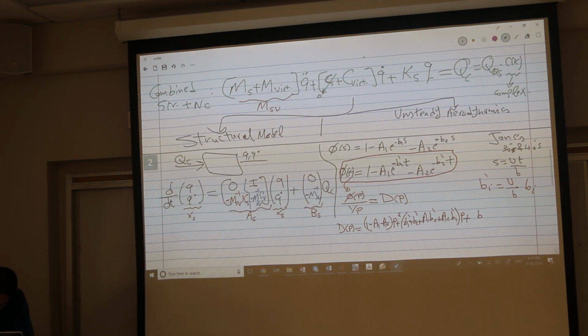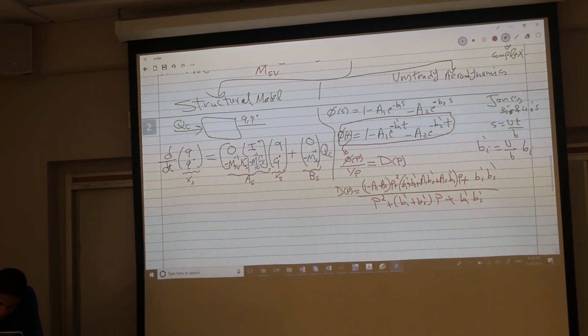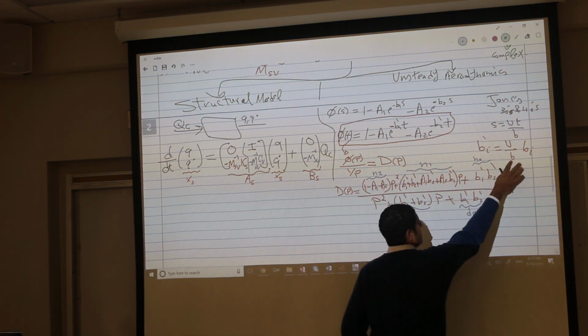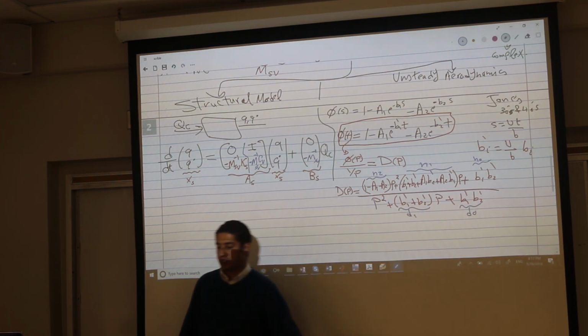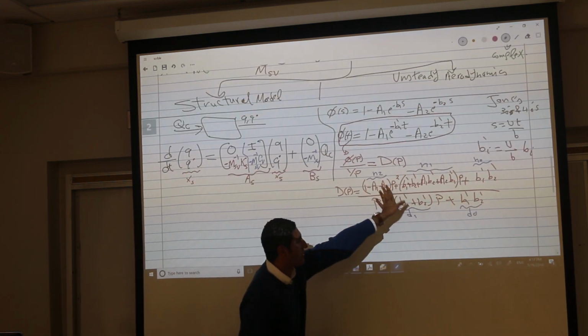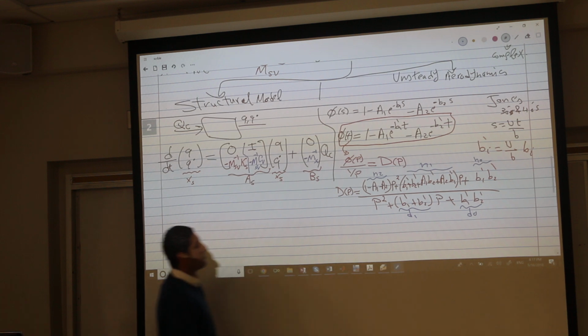So here we have b1 prime, b2 prime, divided by p squared plus b1 prime plus b2 prime times p plus b1 prime, b2 prime. From a transfer function point of view, these are the coefficients: numerator 2, numerator 1, numerator 0, denominator 1, denominator 0. Okay, these are the coefficients of numerator and denominator. If I give you the speed u and the chord b, you can compute these coefficients. Okay? Any question about that? We already wrote this before, maybe without the primes.